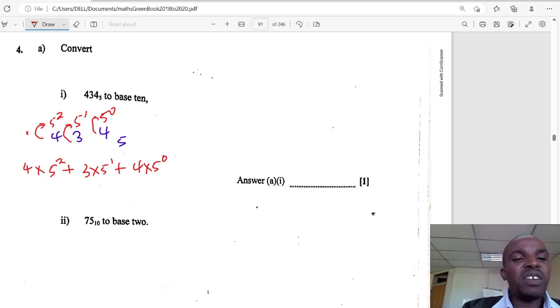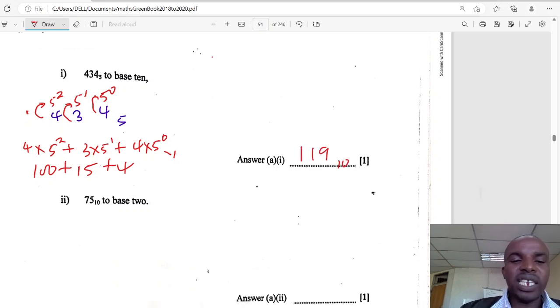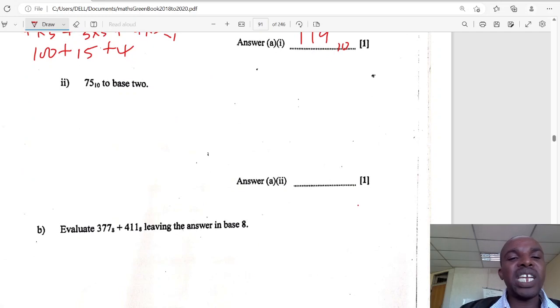Then simplify this one. 5 squared is 25, times 4 is 100. 5 to the power 1 is 5, times 3 is 15. Then 5 to the power 0 is 1. Any number raised to the power 0, the result is 1. Then 1 times 4 is 4. If you add, you get 119 base 10. Just like that. Then next, 75 base 10 to base 2.